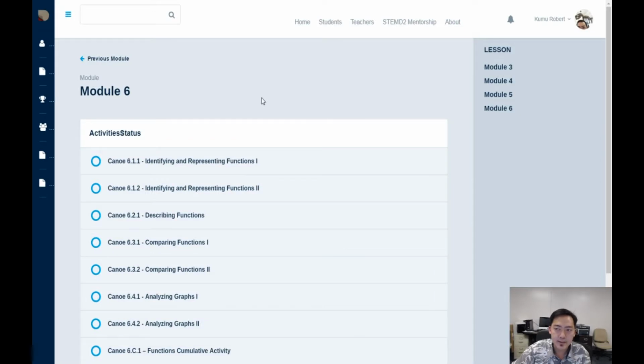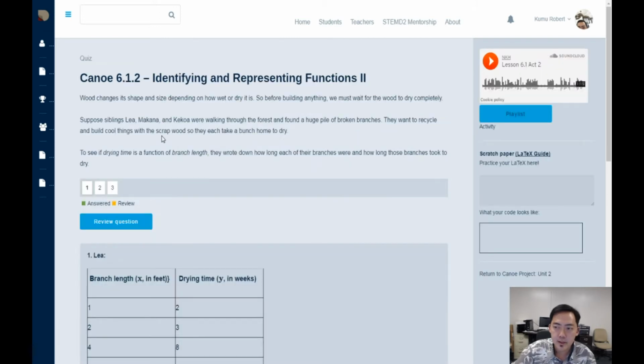Welcome back. The next activity that we'll be looking at is Canoe 6.1.2. In this activity, we have three siblings, Leah, Makana, and Kokoa, walking through the forest and finding a huge pile of broken branches. They want to reuse these branches, but they first must dry them. So the three siblings collect the branches and collect some data on them.